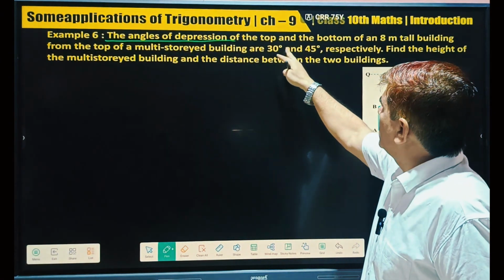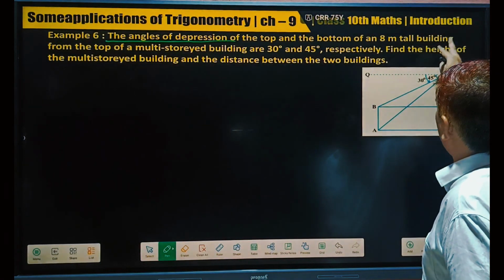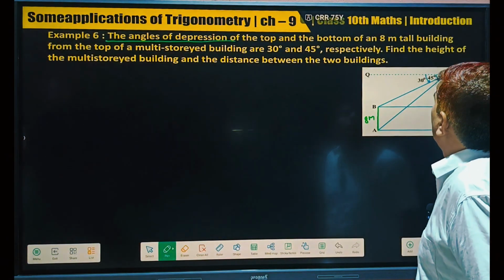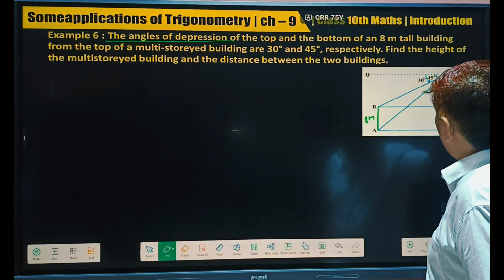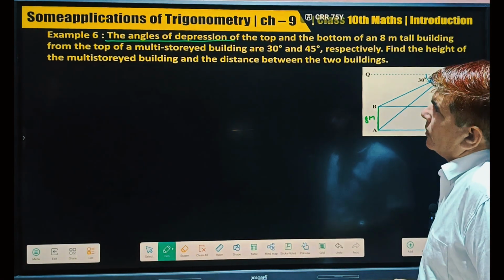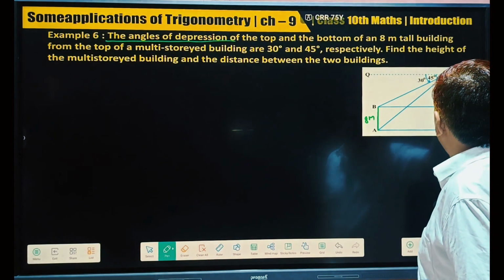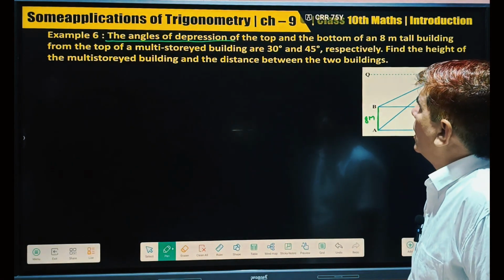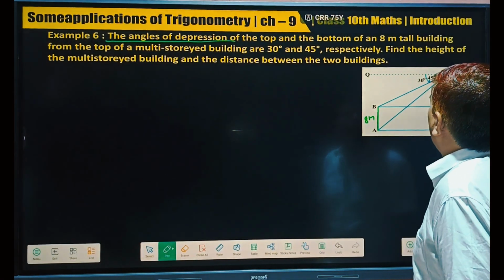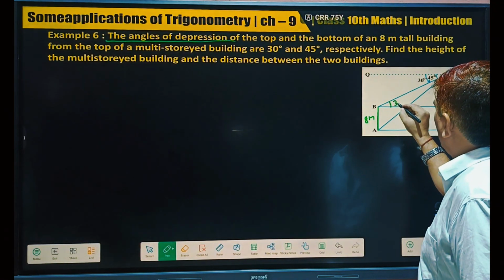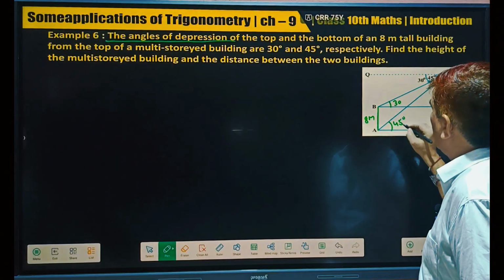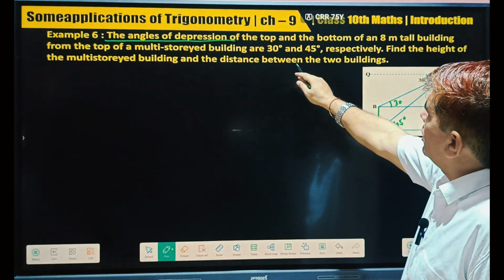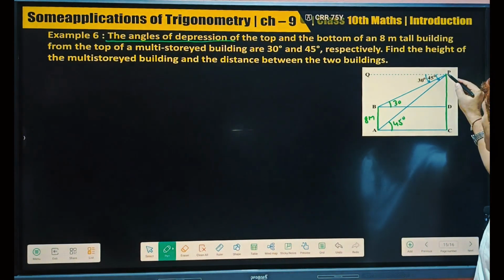The angle of depression of the top and the bottom of an 8 meter tall building. This is an 8 meter tall building, AB, and someone is standing here, looking from the top of a multi-storied building. The angles are 30 degrees and 45 degrees. So this angle is 30 degrees and this is 45 degrees.